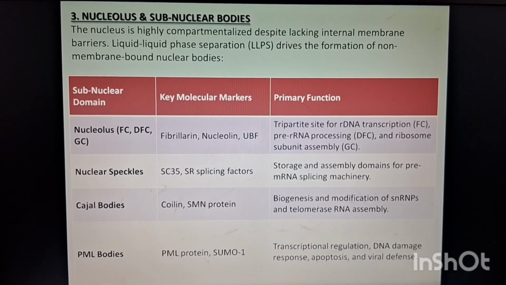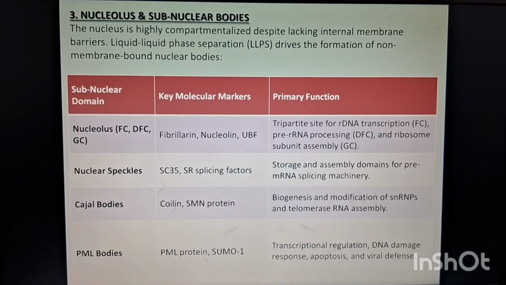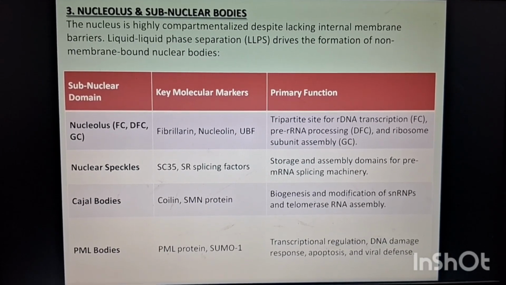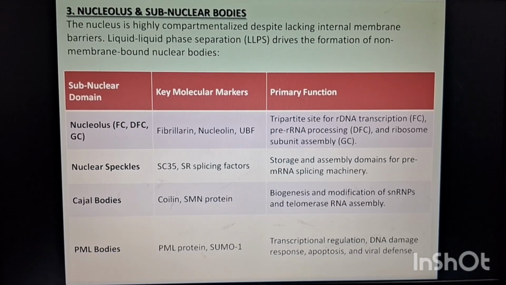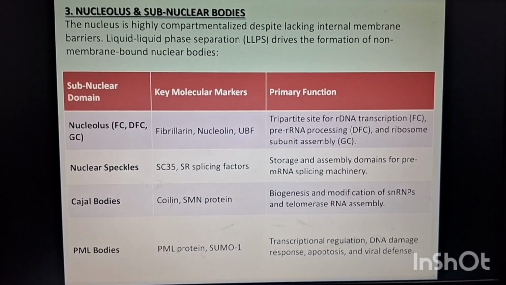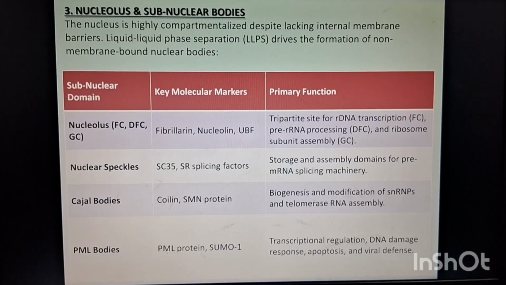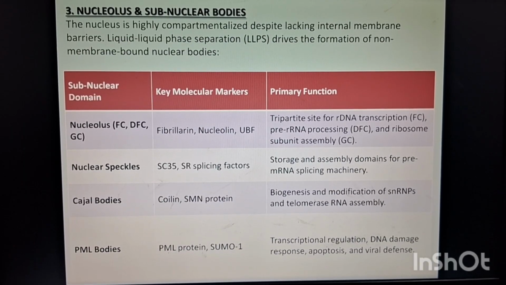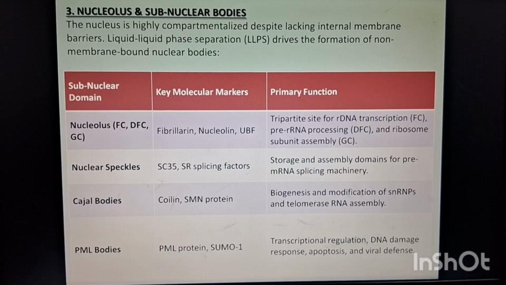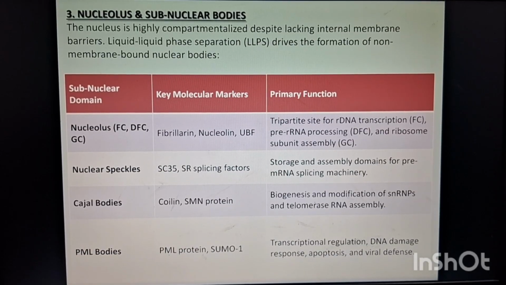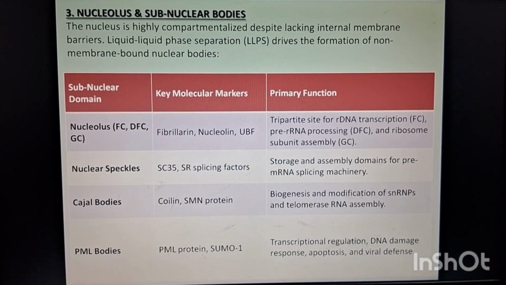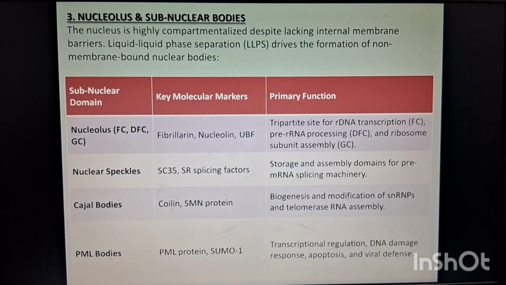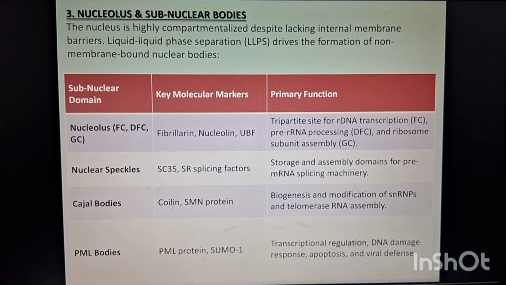Next, this chart is very important for the CSIR NET: subnuclear domain, key molecular markers and primary function. First is the nucleolus. Domain names: FC, DFC and GC. Key molecular markers are fibrillarin, nucleolin and UBF. Primary function: tripartite site for rDNA transcription, that is FC, pre-rRNA processing, that is DFC, and ribosome subunit assembly, that is the GC region.